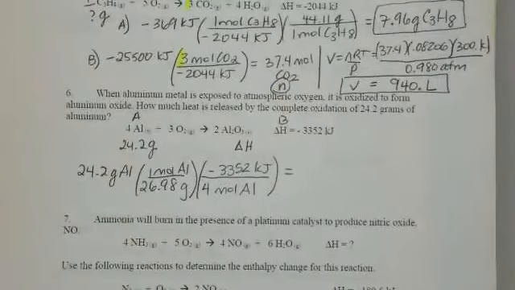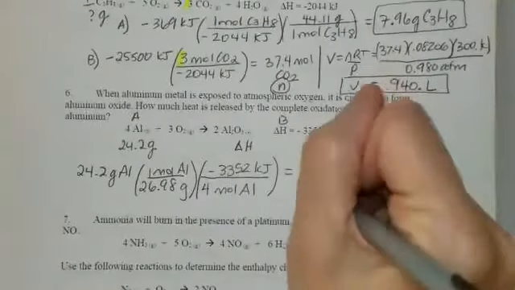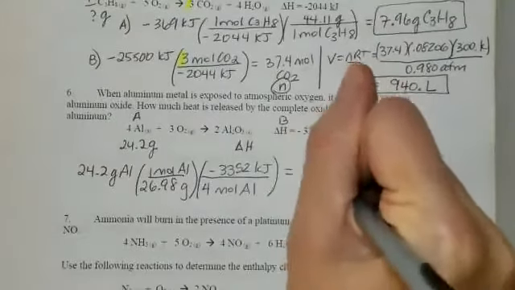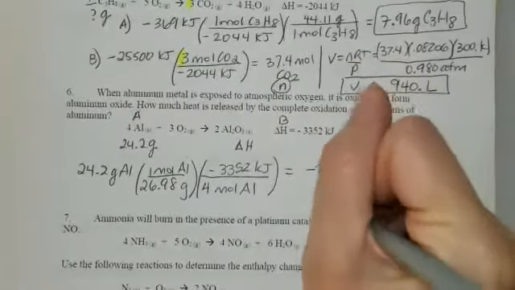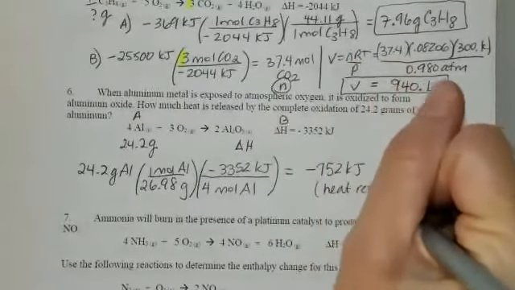So 24.2 divided by 26.98 divided by 4, and then times 3352. And again, we don't want to miss that negative sign, keeping 3 sig figs, negative 752 kilojoules. And that is heat released.